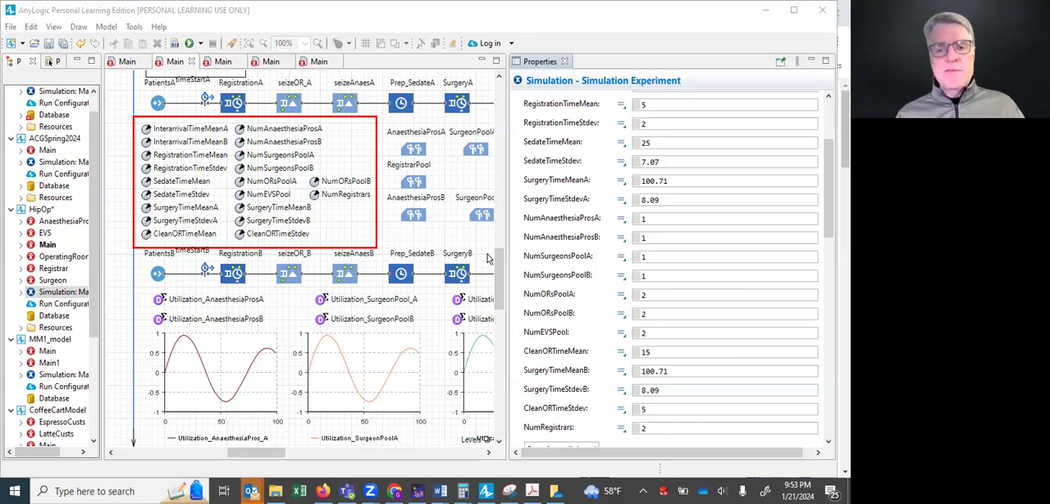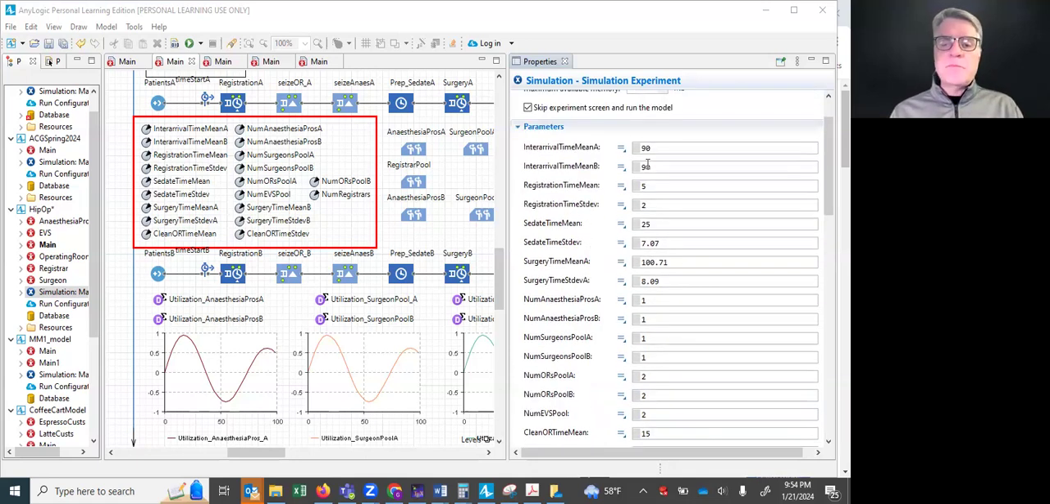So I'm back in the base case setting. In our previous clip, we looked at pooling the anesthesiologists and pooling the ORs. I've got all that reversed. I'm back in the base case, and all I want to do is reduce the inter-arrival time for my patients. So in both tracks, in the base case, they're coming at 90 minutes.